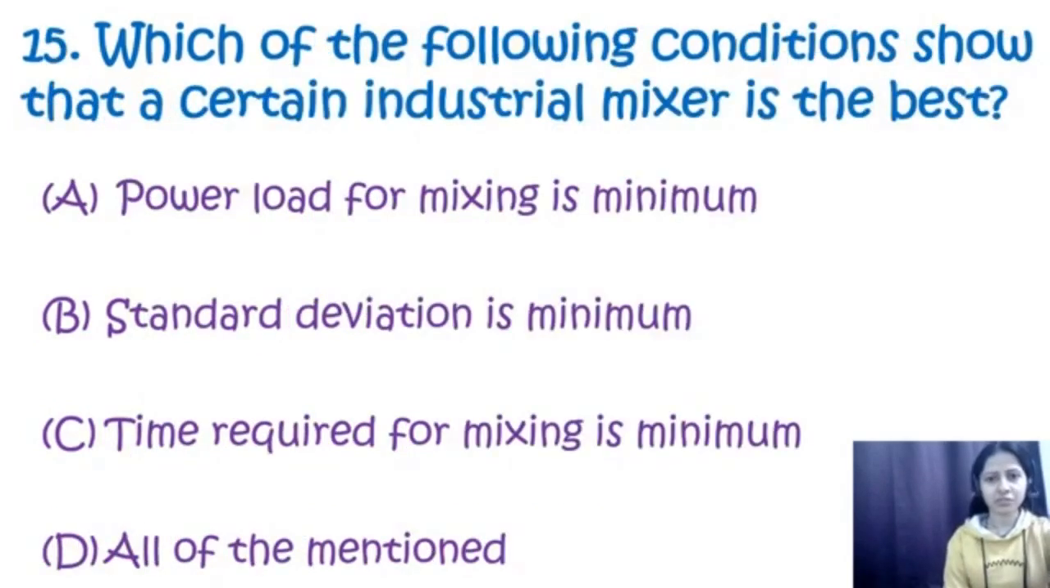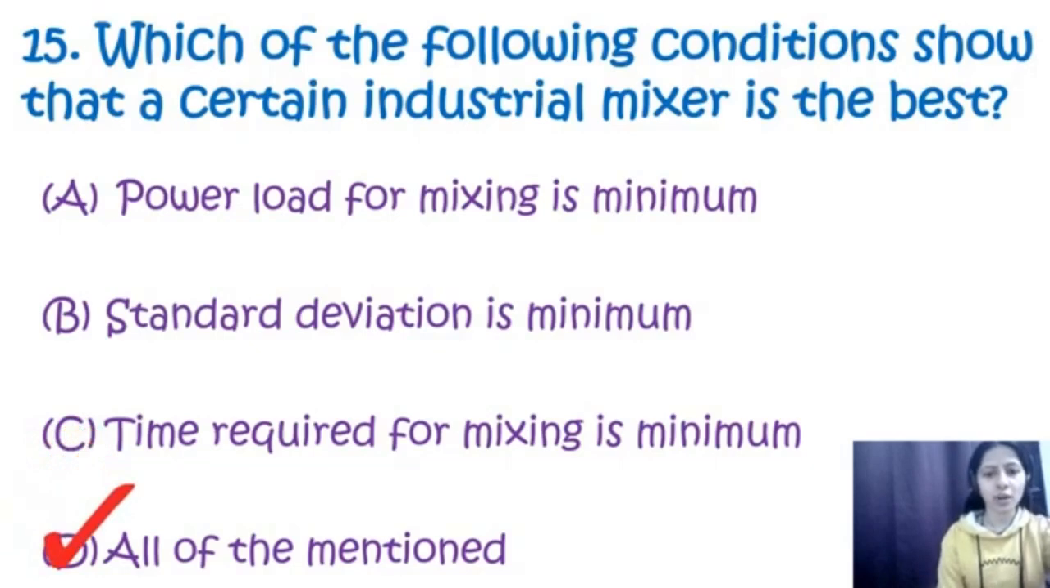Number 15. Which of the following condition shows that a certain industrial mixer is the best? So the followings are the factors. Options are A, power load for mixing is minimum, B, standard deviation is minimum, C, time required for mixing is minimum, and D, all of the mentioned. So the correct option will be option number D, that is all of the mentioned.